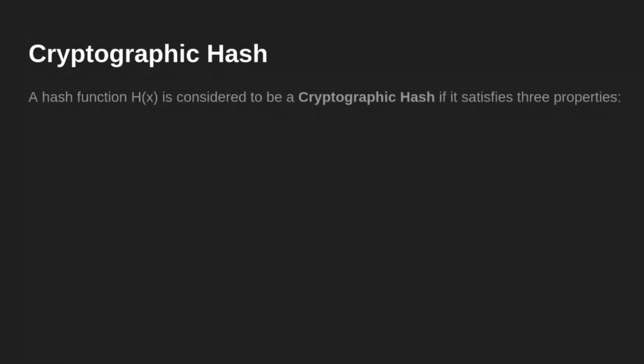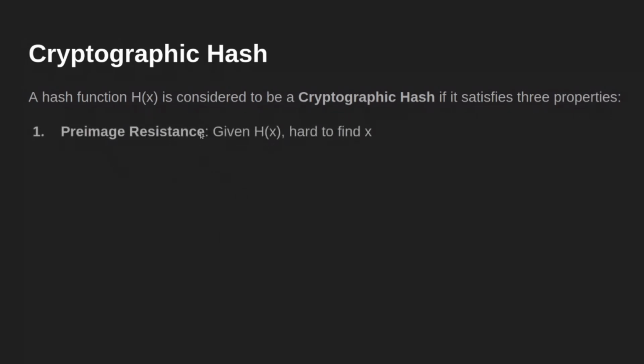A cryptographic hash is a type of hash function that people often use in cryptography. There are some specific conditions that need to be fulfilled for a hash function to be cryptographic. A hash function h of x is considered to be a cryptographic hash if it satisfies 3 properties.